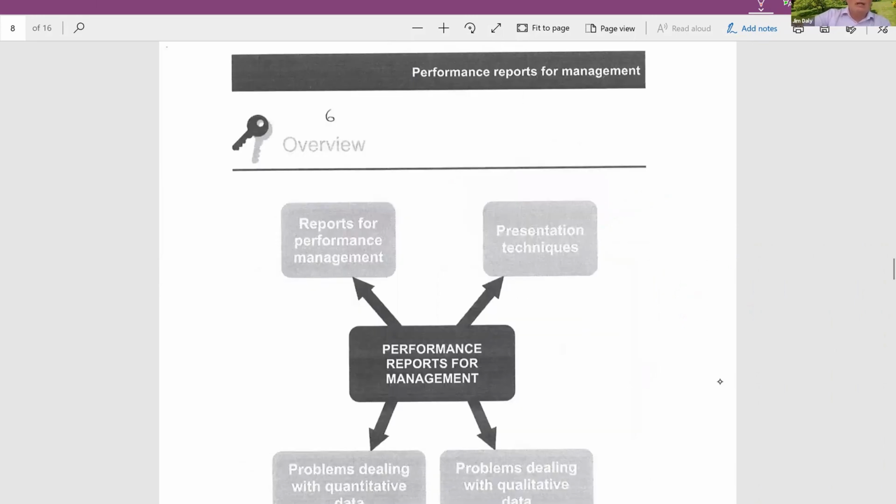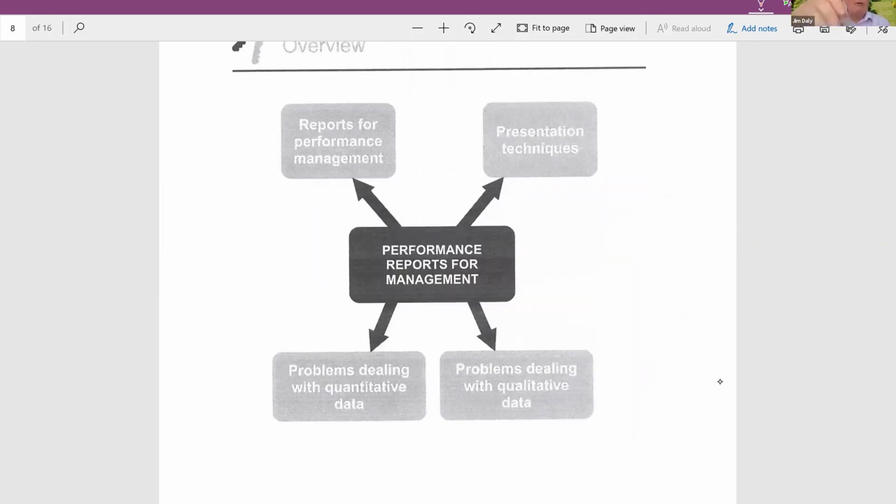When we go to the next one, 6, reports for management, reports for performance management, presentation techniques, problems dealing with quantitative data, and problems dealing with qualitative data, pure theory. And the purpose of reports are important. And if you remember the mnemonic PALE, so when you're looking at the report, what is its purpose? What is the audience? What information do you need to show? And the layout of the report. We get 4 marks for that. Professional marks for our section A 50-mark question.